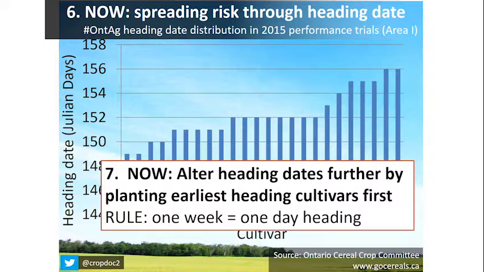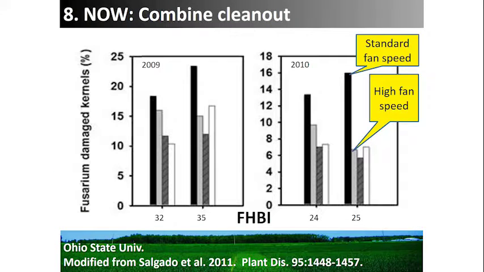Okay, so if we can plant our earliest varieties first, they're going to head out very early. And if we plant the later heading varieties last, we can spread out that heading date window by altering both the cultivar response to heading date and also the heading date in terms of planting. All right, so that's number 7. Number 8, combine cleanout, just very short.